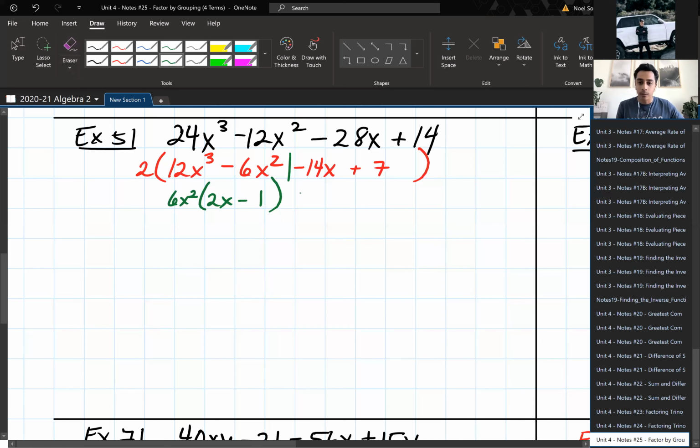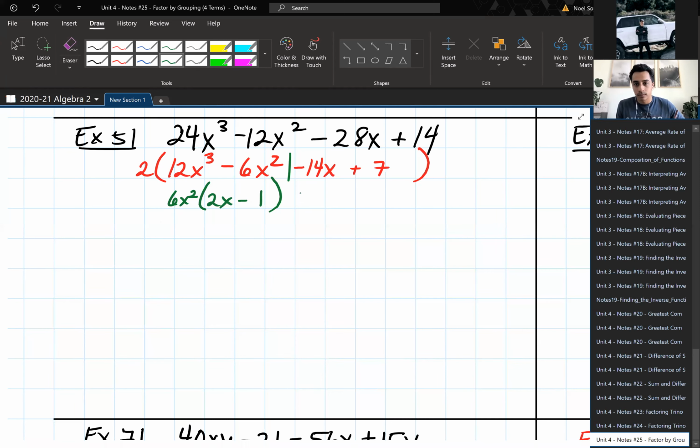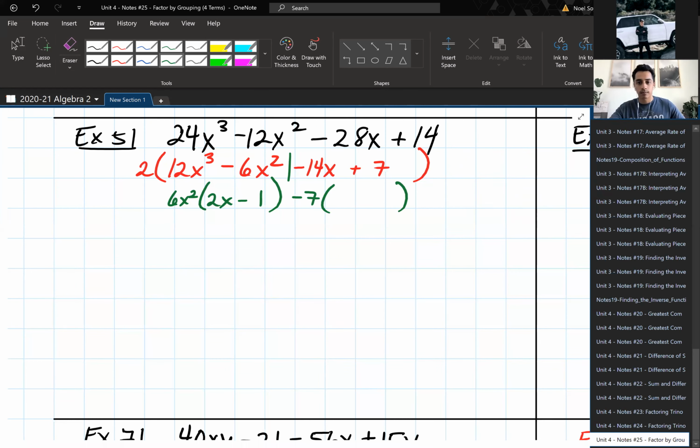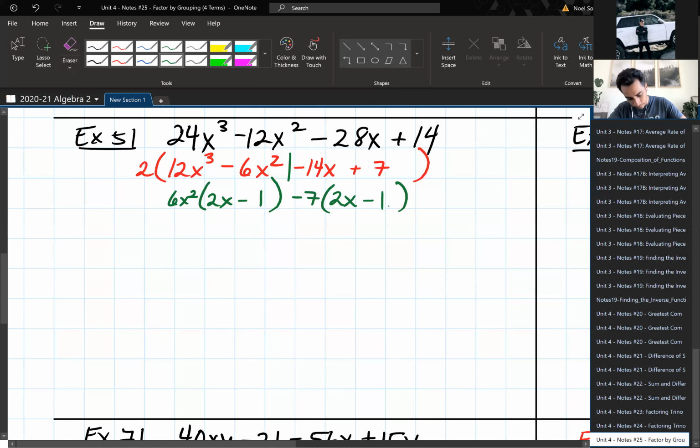So then what could be the GCF there for those last 2 terms? Yeah, we want negative 7, right? That's my GCF, which leaves us with what inside the parentheses? There you go, right? 2x minus 1.